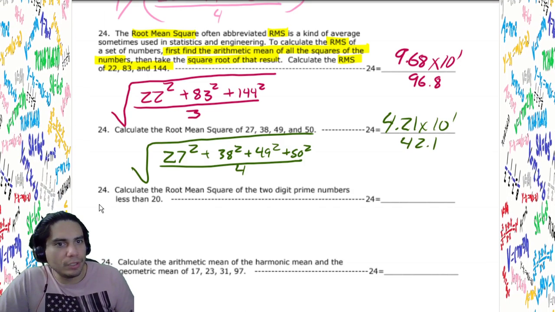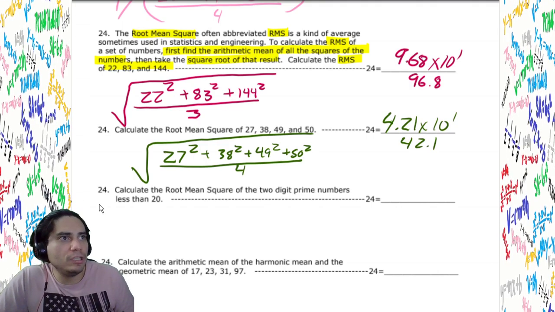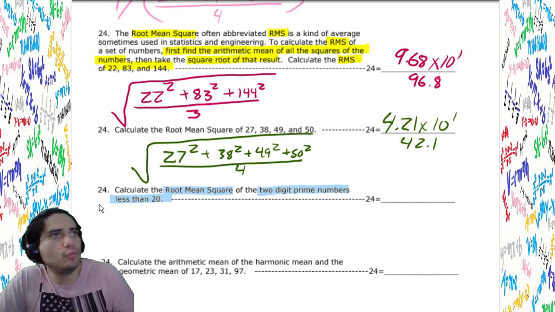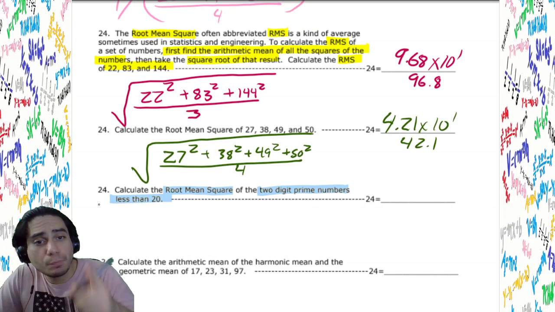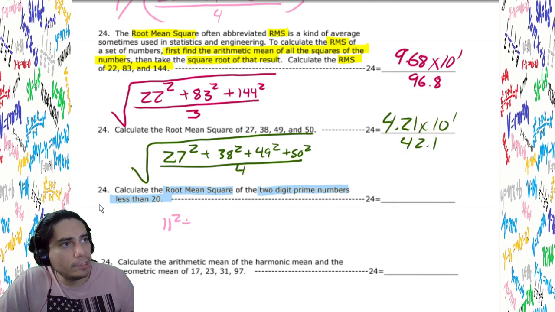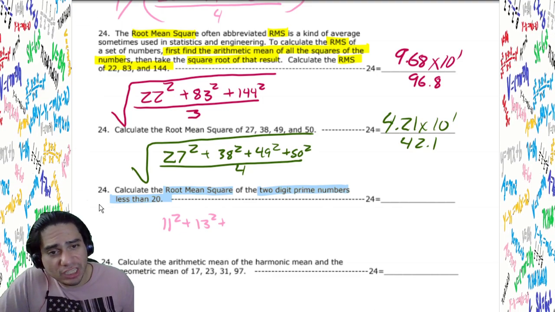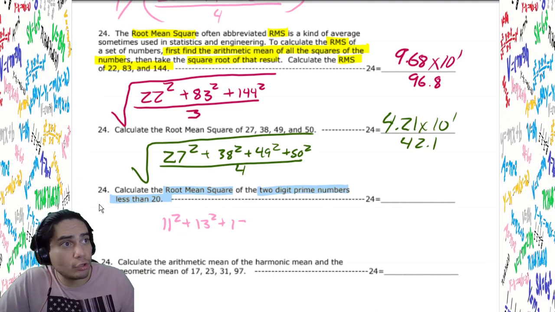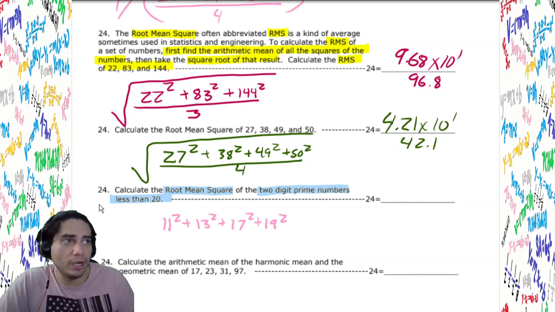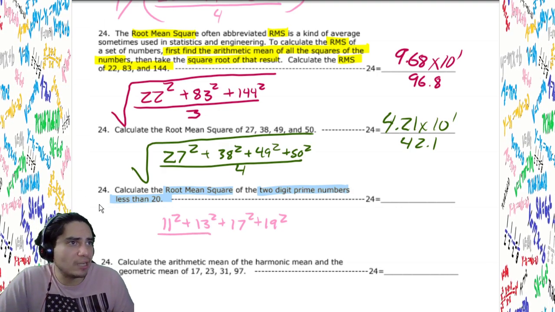Let's keep it going, okay? We gotta find the root mean squared in this problem. Root mean square of the two-digit prime numbers less than 20. So we gotta find all two-digit prime numbers less than 20. So let's start off with 11 squared plus 13 squared plus, not 15, divisible by 5, but 17 sure is, 17 squared plus 19 squared. So there's four numbers that are primes, that are two digits, that are less than 20.